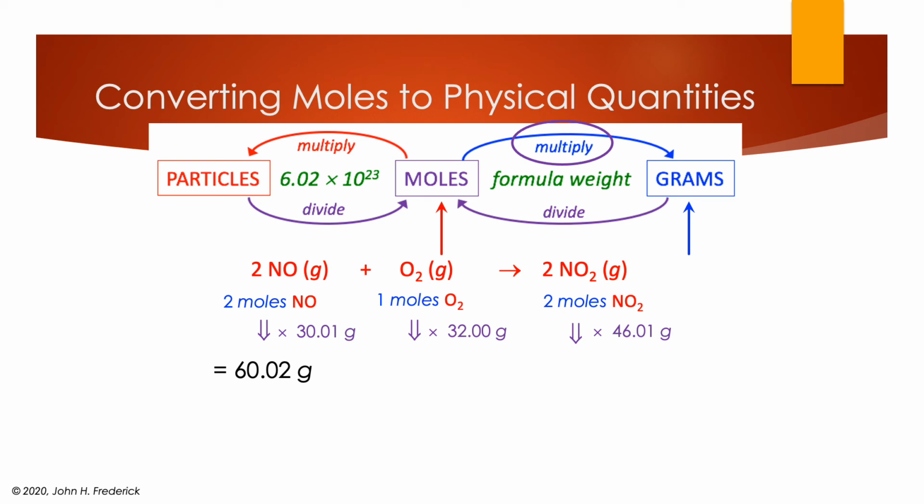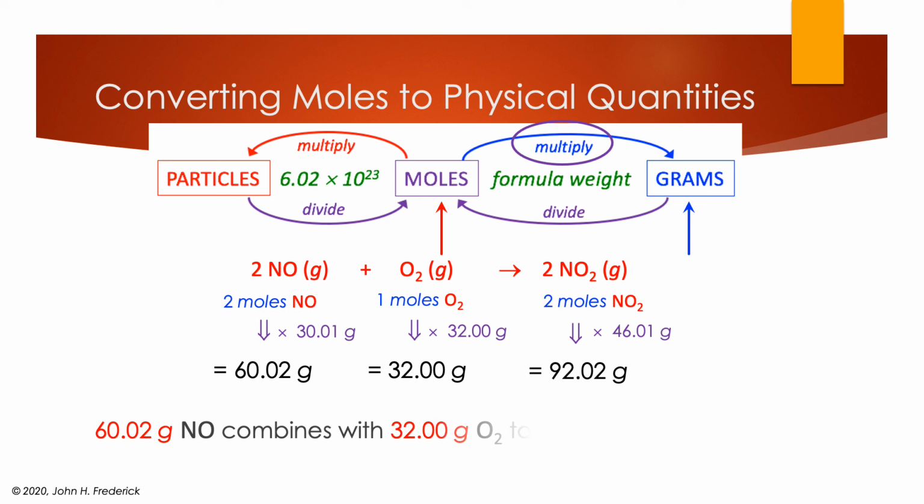So multiplying by the 3 formula weights, 30.01 times 2 moles gives me 60.02 grams of NO. I've got 32 grams per mole of O2, so that's going to end up being 32 grams of O2. And 2 moles of NO2 times 46.01 grams would give me 92 grams of NO2. So in the end, what I have is an equation that tells me that 60.02 grams of NO combine with 32 grams of oxygen to produce 92.02 grams of NO2. I've basically taken my balanced chemical equation, and by using the formula weights, I've converted it into a statement about actual masses that would combine for this reaction.